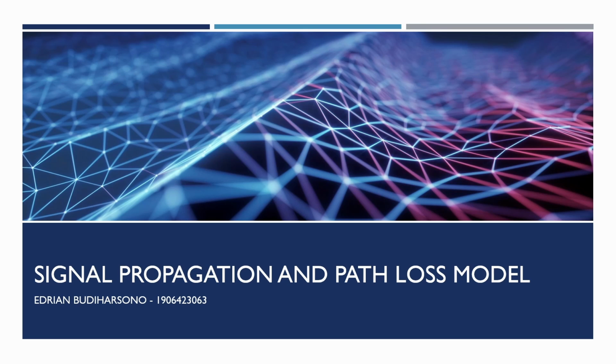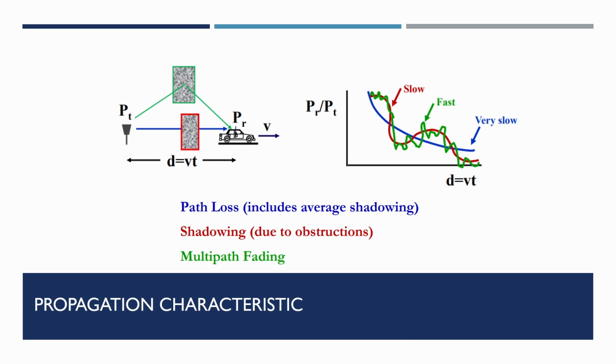Hello guys, in today's video we are going to talk about propagation and path loss models. See here in this graph. Imagine we are sending a signal. There will always be two sides, the transmitting side and the receiving side.